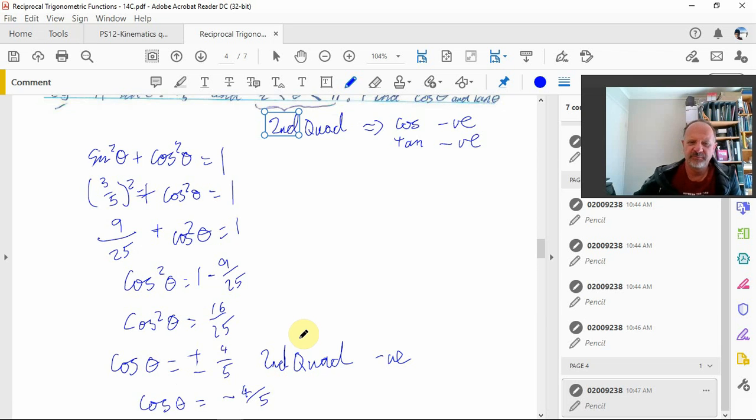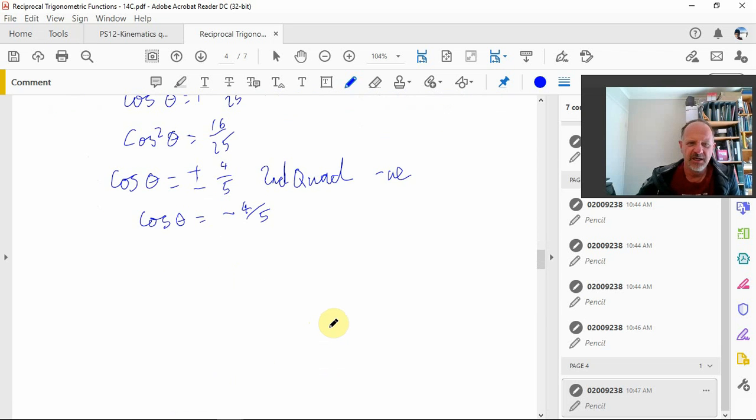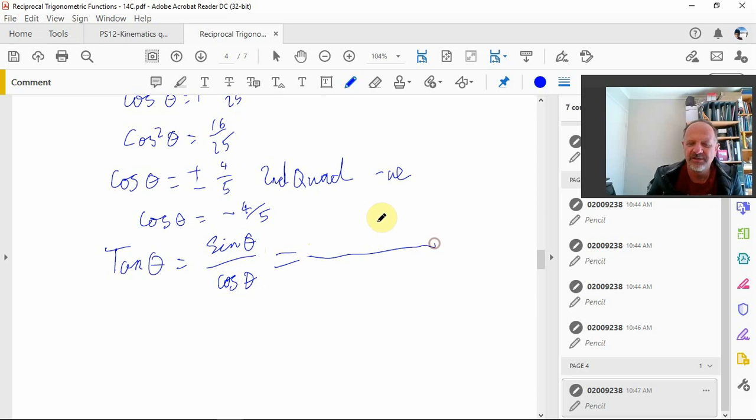All right, so that's that. And then tan, of course, is sine over cos. And of course now we have both of those values. 3/5 was the sine value. -4/5 is the cos value. Dividing by a fraction, turn it upside down and multiply.